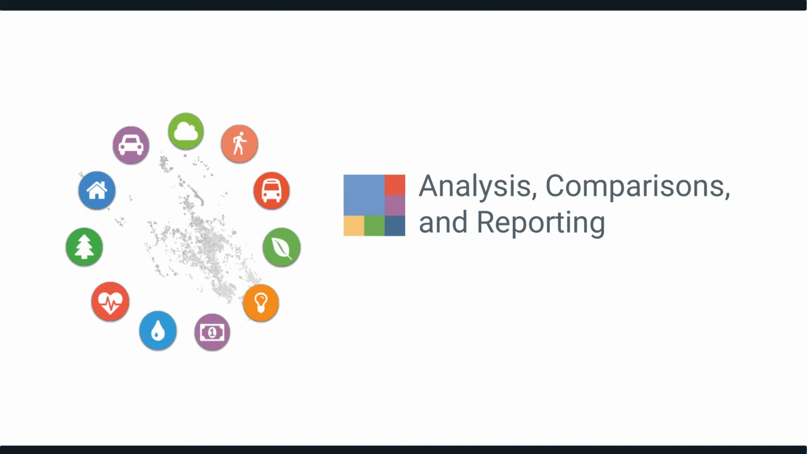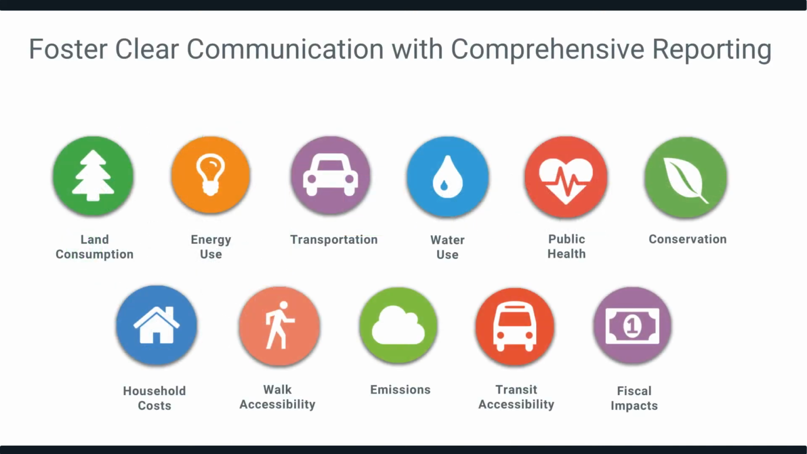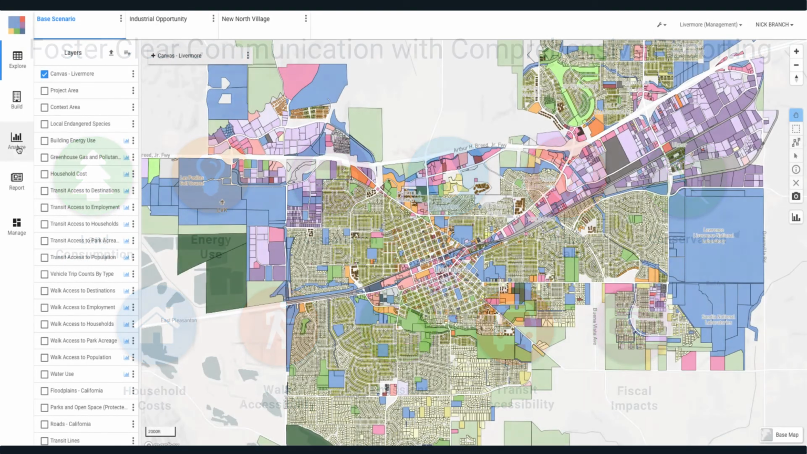All scenarios can be evaluated across a broad range of impacts using UrbanFootprint's built-in analysis engines. Throughout the planning process, you can test impacts across a variety of outcomes. You can review energy and water impacts, land consumption, transport impacts and accessibility, emissions, and other key indicators.